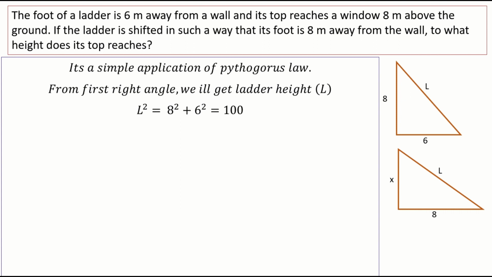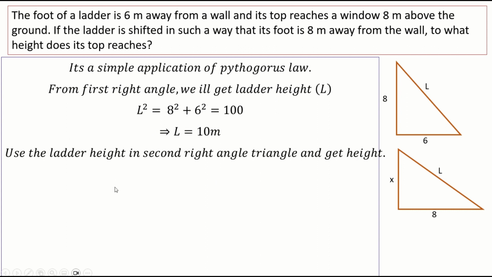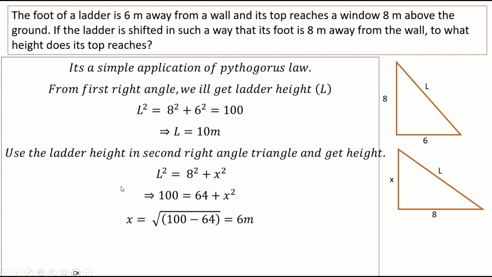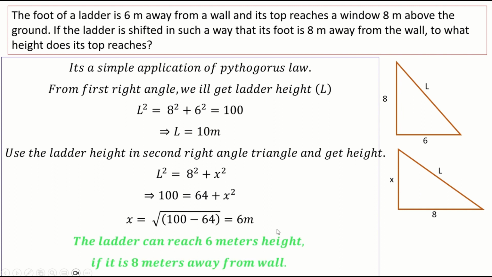L square equals 8 square plus 6 square, which is equal to 100, which means L equals 10 meters. Then you use 10 here, 8 you have, so x you can find. So you just need to apply Pythagoras theorem 2 times. The two right angle triangles, right? So x is 6 meters. So you can reach up to 6 meters high if the ladder is 8 meters away from the wall. Okay, that's easy, right?